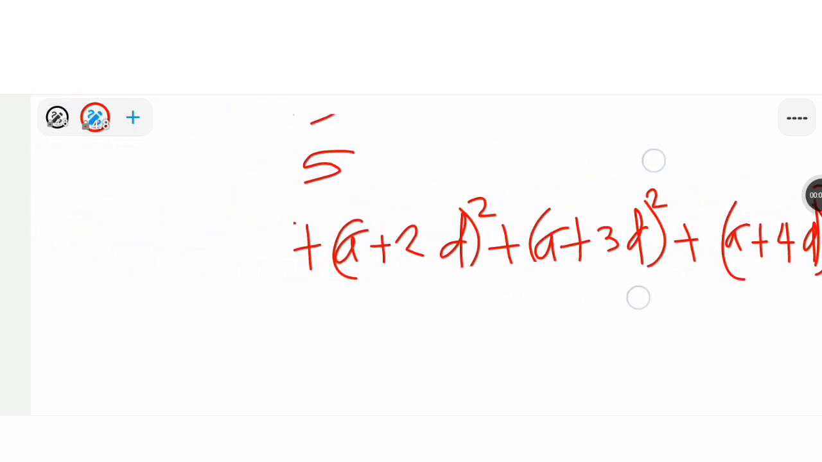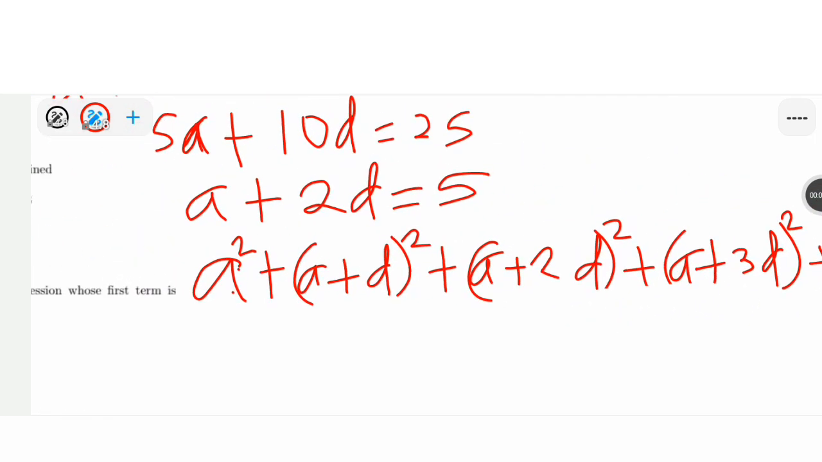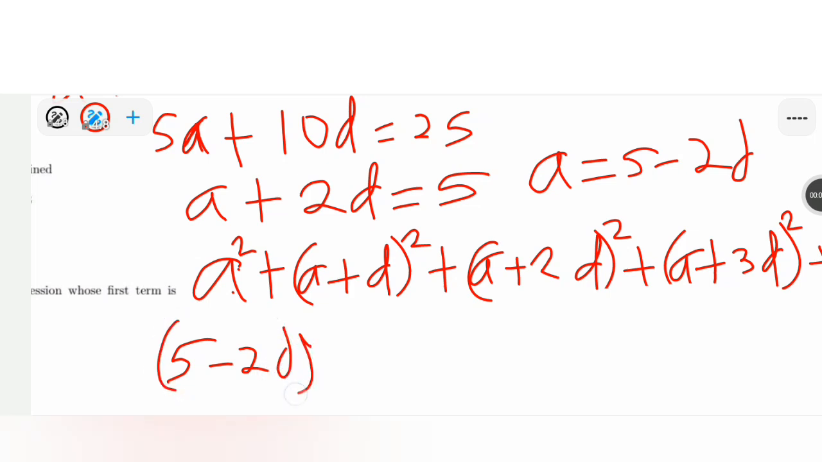So the next part is very straightforward. You just need to substitute. So here you have a squared, ordinary a squared. From this equation here, you can see that a is the same thing as 5 minus 2d. So instead of writing a squared, just write 5 minus 2d, then square it like this.